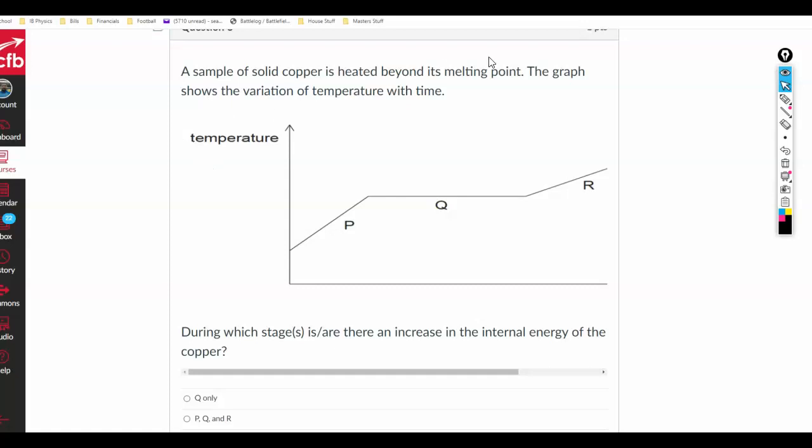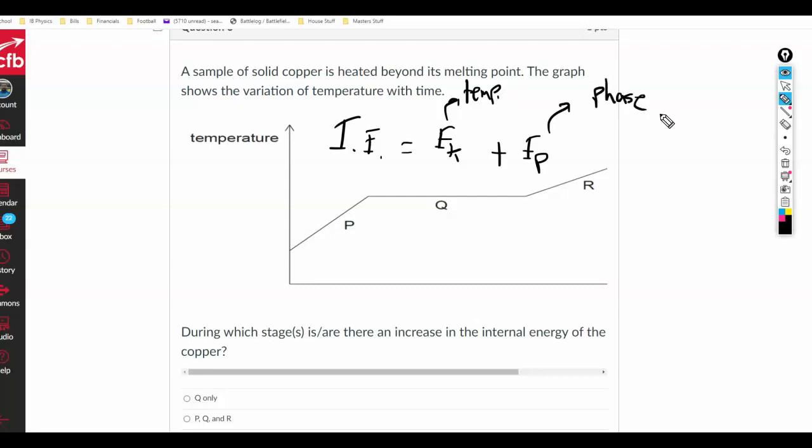Okay, so remember, internal energy is basically the kinetic energy of all the particles making up an object plus the internal potential energy of all the particles making up an object. Okay, so in other words, internal energy has two components to it. It has the kinetic energy part and it has the potential energy part. Okay, this has to do with temperature. This has to do with phase, and we've talked about that before in the notes. Now, as we're heating the copper, whenever there is a temperature change, the EK portion of this equation is increasing.